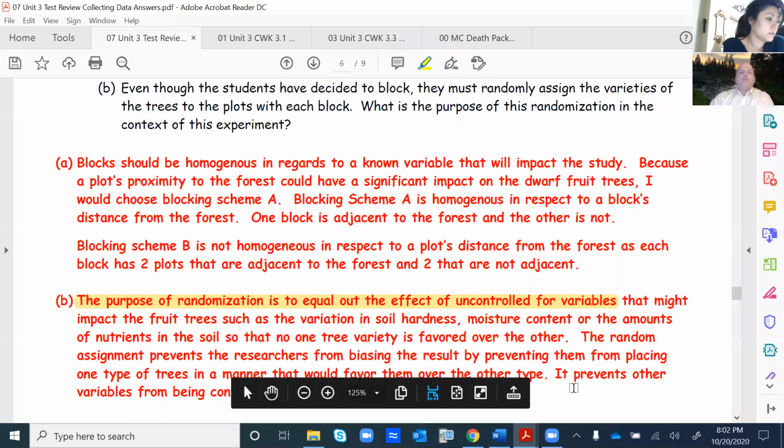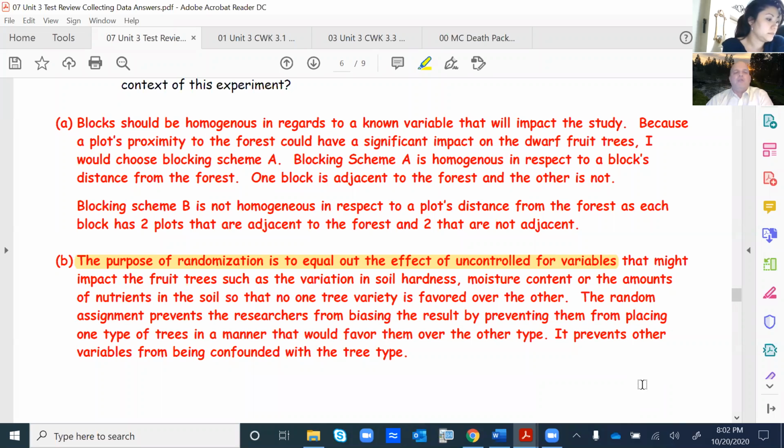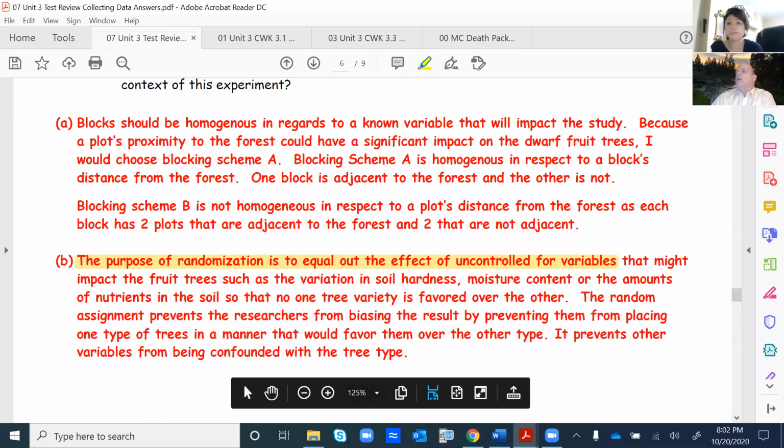That might impact the fruit trees, such as the variation in soil hardness. You need to come up with something. Make it up. I said soil hardness, moisture content, or the amounts of nutrients in the soil, so that no one tree variety is favored over the other. The random assignment prevents the researchers from biasing the result by preventing them from placing one type of tree in a manner that would favor it over the other type. It prevents other variables from being confounded with the tree type. Now, pause this recording.